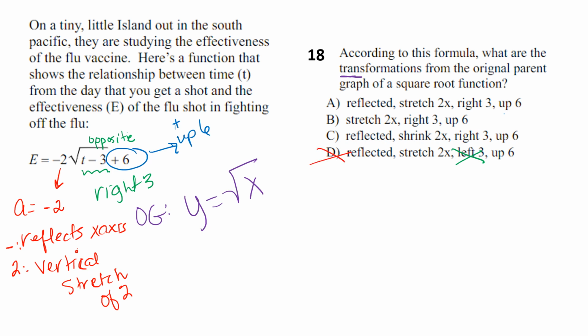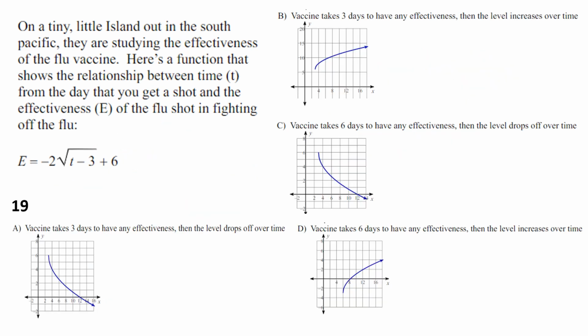All right, so I've marked off D because of that one. I can mark off answer choice B because it doesn't have the reflection. So did we have a vertical stretch of 2 or a vertical shrink of 2? Ding, ding, ding. We had a vertical stretch of 2. Answer choice A: reflection over the x-axis, vertical stretch of 2. Both come from the coefficient in the front. Right 3 and up 6. I spent a lot of time on that one. Sorry. All right, these are a little tiny to see, but we'll figure them out.